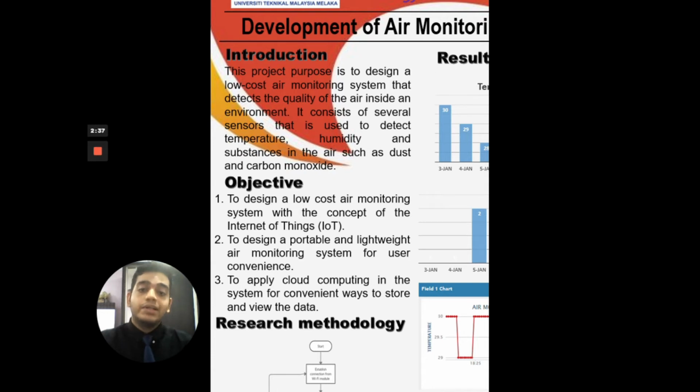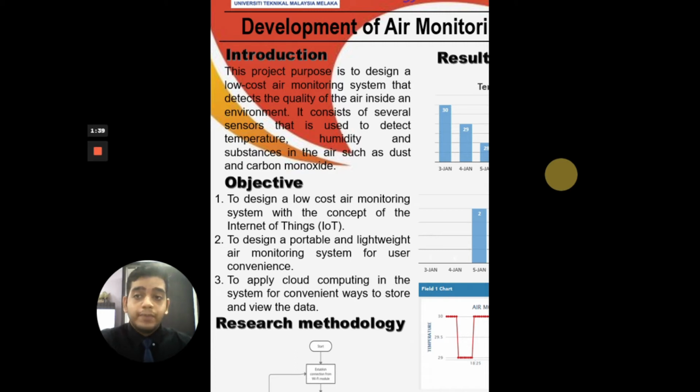A good air quality index is also important for children and elderly people because they are believed to be more vulnerable to the pollutants inside a building. This project's purpose is to design a low-cost air monitoring system that detects the quality of the air inside an environment. It consists of several sensors used to detect temperature, humidity, and substances in the air such as dust and carbon monoxide.